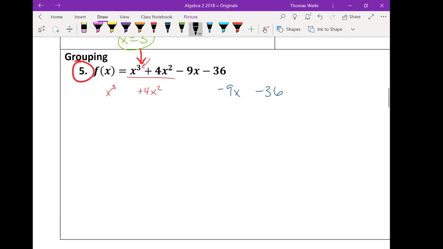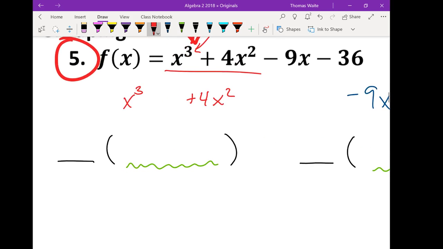Now our goal with this is to pull out a common factor from each of these. And I'm leaving spaces here blank. I'm going to pull out a common factor from both of these groups. And then whatever we get left over after we pull out a common factor should be the same thing after we pulled out a factor. So that's our goal.